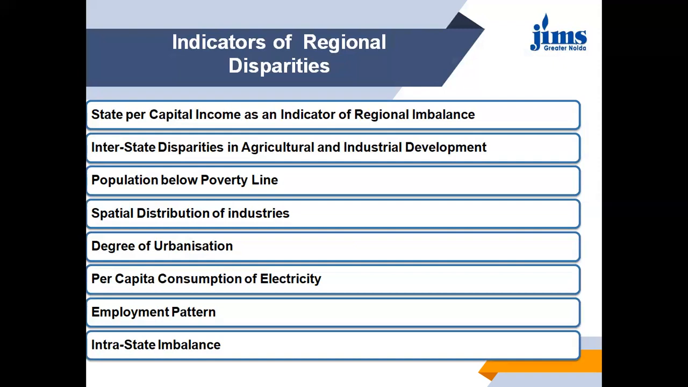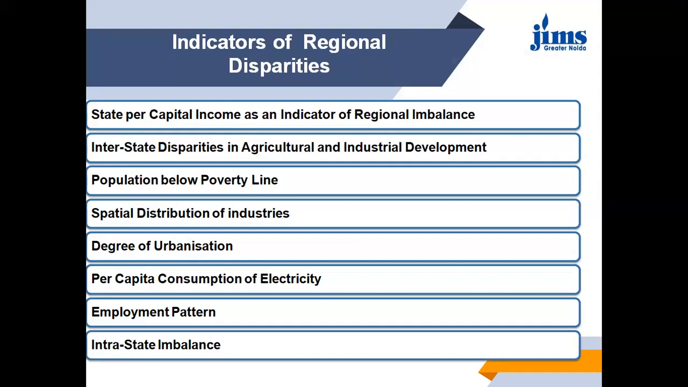Then per capita consumption of electricity. It is also another important indicator. States like Punjab, Haryana, Gujarat, Maharashtra, etc., having a higher degree of industrialization and mechanization of agriculture, have recorded a higher per capita consumption of electricity than the economically backward areas of Bihar, Orissa, and some areas of Uttar Pradesh.